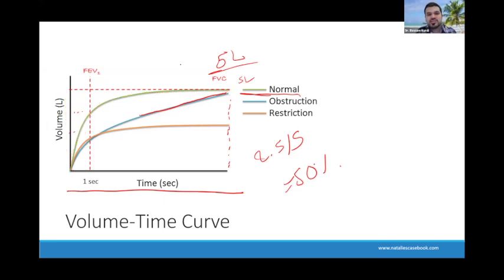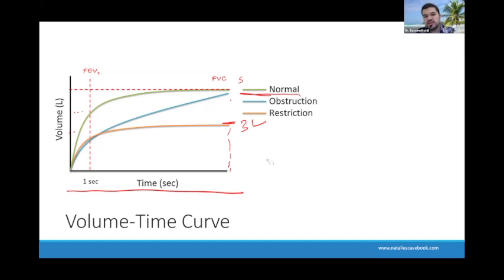So that's what happens usually with obstructive patterns. Now, a restriction is usually easier. It looks like a normal shape in terms of the shape of the curve, but you'll see here that the FVC point is really small. So his FVC, let's say, is only 3 liters, instead of reaching the goal or the normal or the average for him, which would be 5. So this child has 3 liters at the end, but he's able to get out, let's say, like 2.8 liters in the first second.